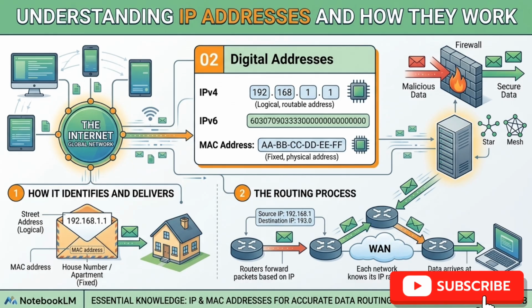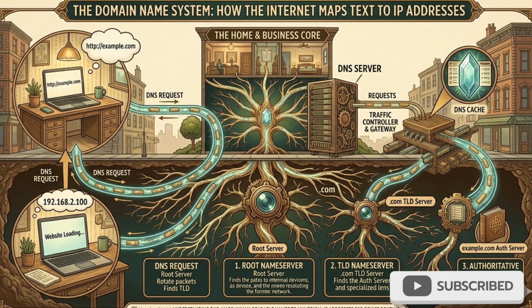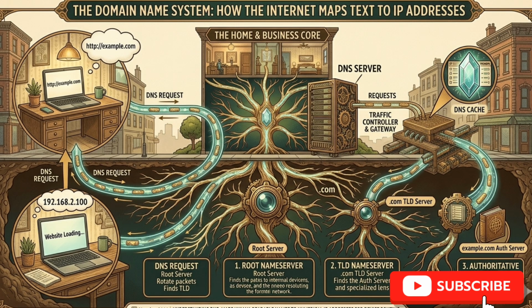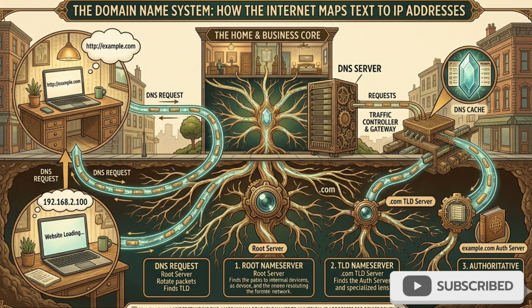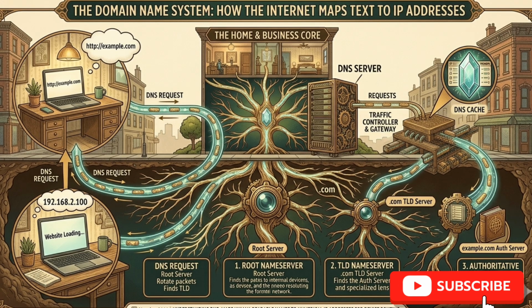But let's be honest, who wants to memorize a bunch of long, random numbers? Nobody. Thankfully, we don't have to. That's where the domain name system, or DNS, comes in. Just think of it like the contact list on your phone. You type in a simple name, like google.com, and DNS instantly looks up the right IP address for you. Honestly, it's a total lifesaver.